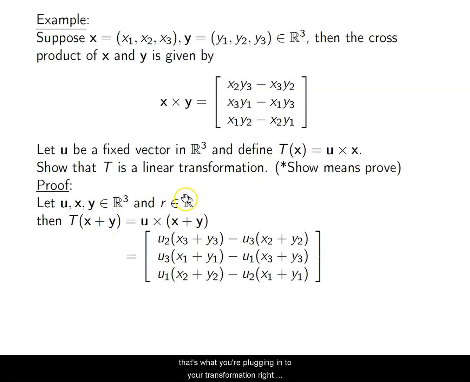that's what you're plugging in to your transformation, right? So your x plus y here should not be just you plugging in the formula for x cross product y. Okay, whatever you're plugging in for our example here, for this transformation is defined as whatever goes in gets cross product with this fixed vector. So if I'm plugging this in, it's going to get cross product with this fixed vector.